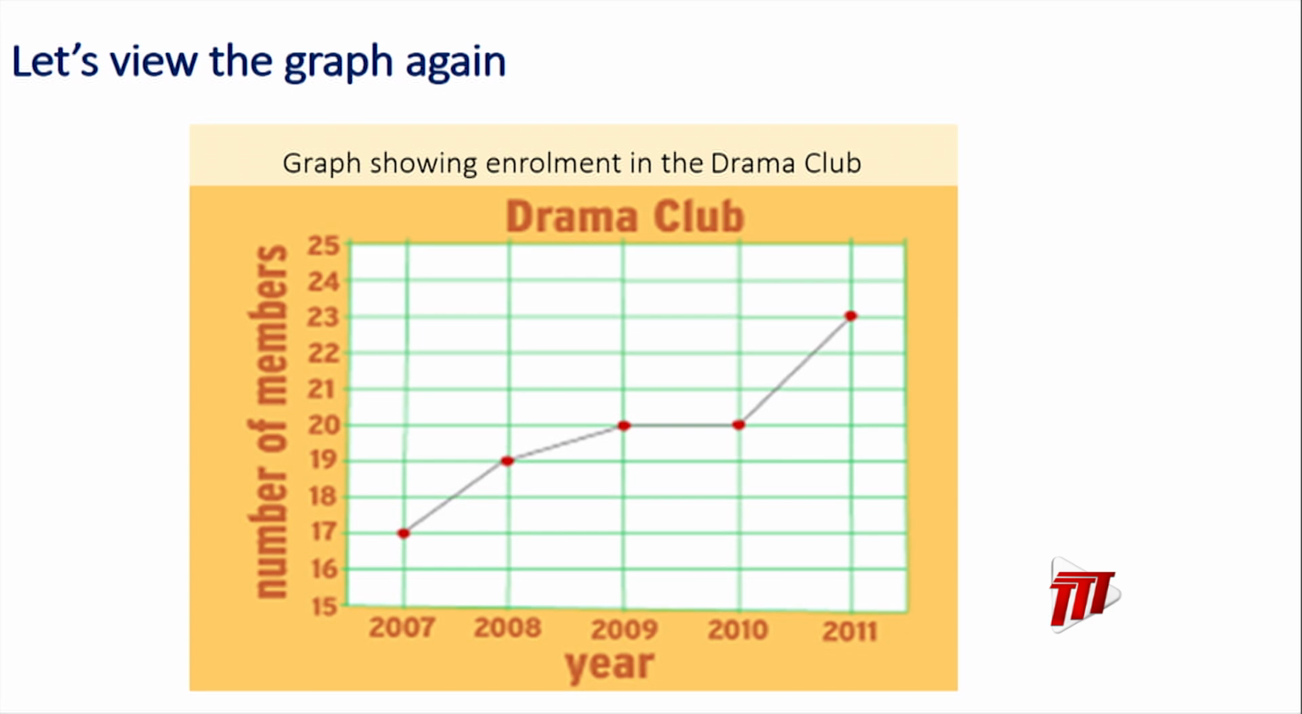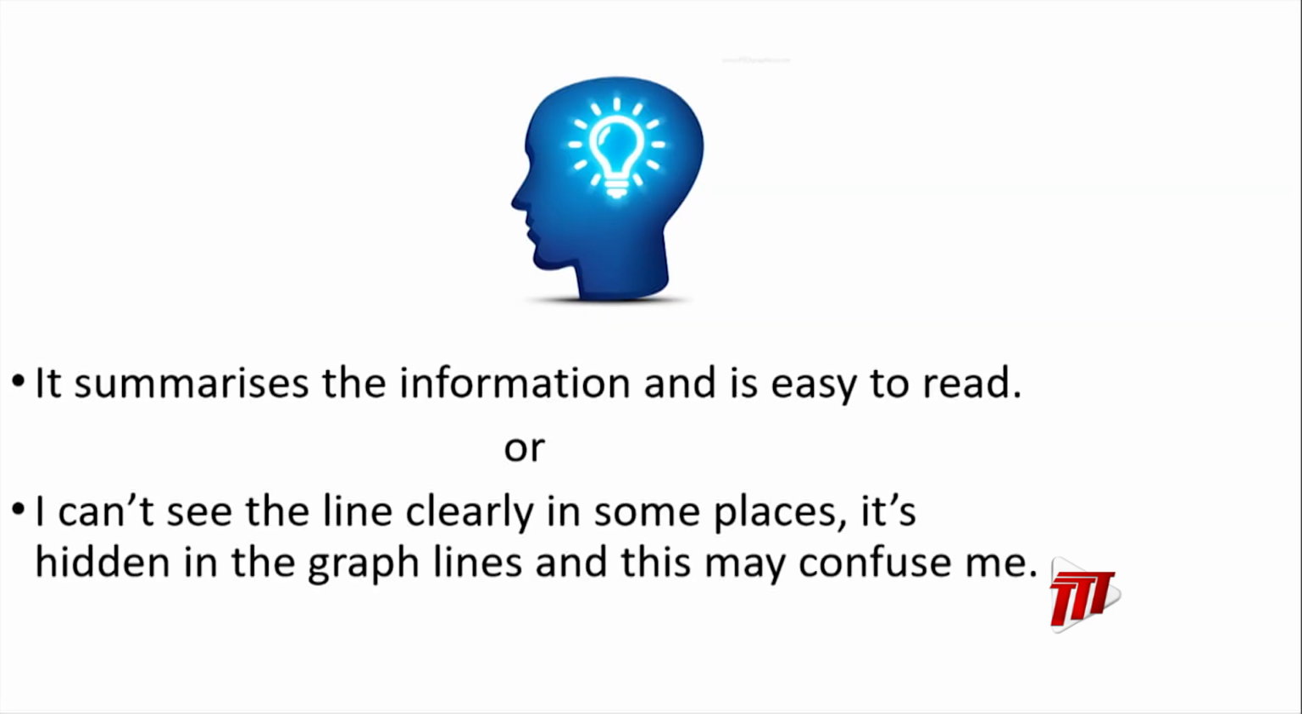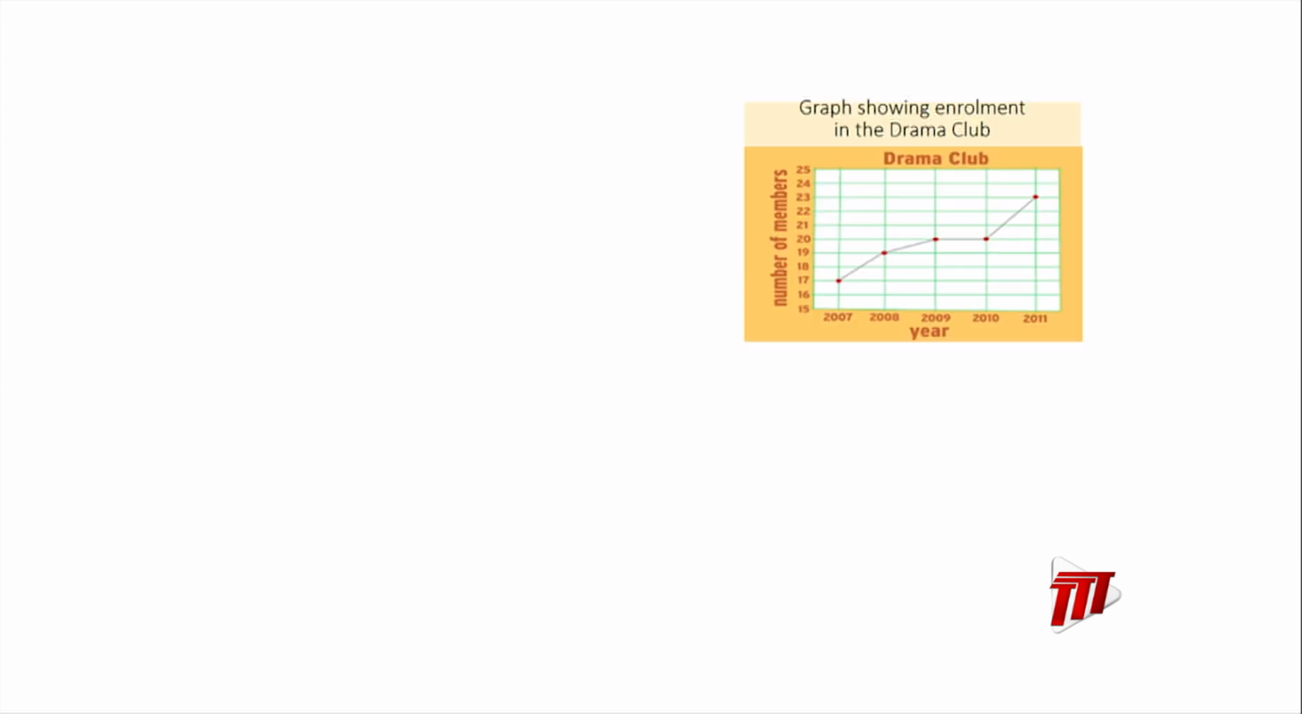So it might be difficult to read. Some people might even find it confusing seeing grid lines together with the graph line. So they might be a bit confused and it might make it difficult for them to read. So another plausible answer would be, I think that the line, I can't see the line clearly in some places. It's hidden in the graph and this may confuse me.